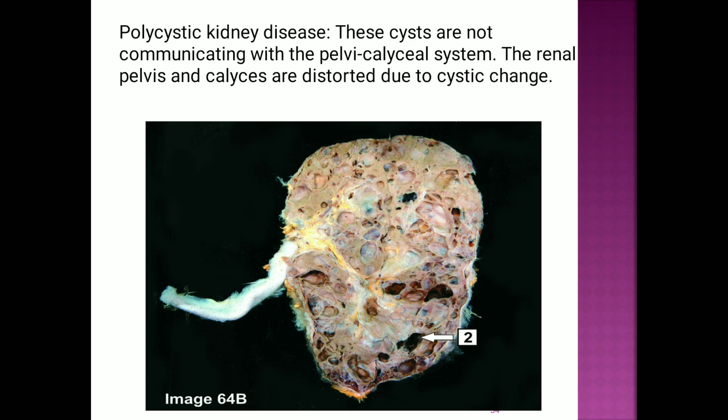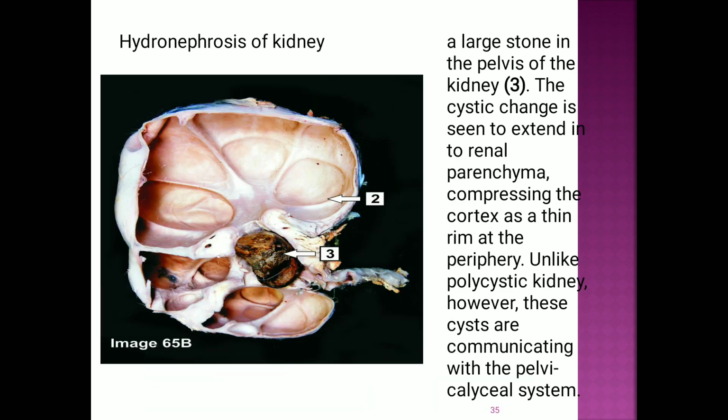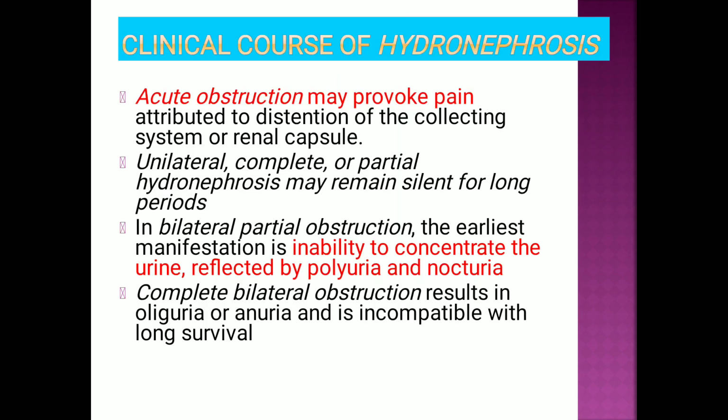Polycystic kidney disease as shown below. The cysts are not communicating with the pelvicalyceal system. Renal pelvis and calyces are distorted due to cystic change. Hydronephrosis of the kidney as shown in the figure below. Large stone in the pelvis of the kidney. The cystic change is seen to extend into the renal parenchyma, compressing the cortex as a thin rim at the periphery. Unlike polycystic kidney, however, these cysts are communicating with the pelvicalyceal system.